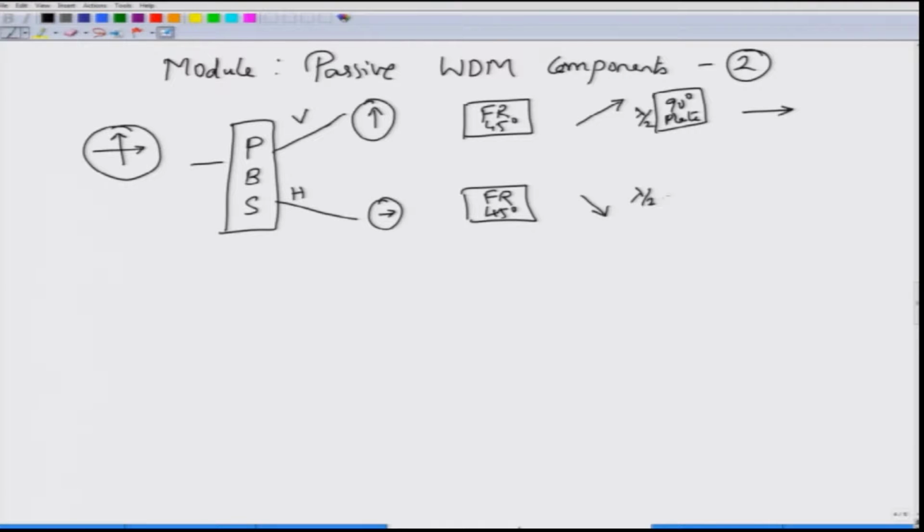Similarly, if I put in one more lambda by 2 plate, okay, this is another 90 plate, which means that the angle again will be rotated by 45 degrees. So, the angle gets rotated and the 45-degree polarized light will become a vertically polarized light now. So, I have a horizontal and a vertical, but I can use what is called as a polarization beam combiner, which will work exactly in the opposite way, right. It will combine a horizontal and a vertical polarized light into a single polarized beam. It contains both horizontal and vertical polarized light. So, this is a simple polarization independent operation.